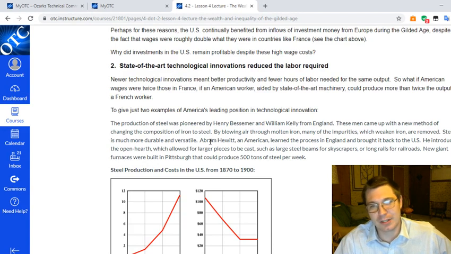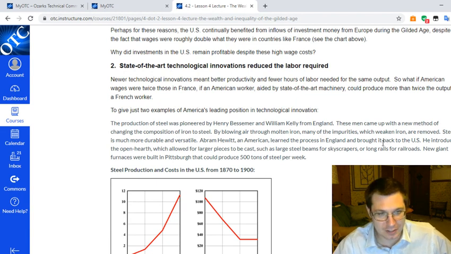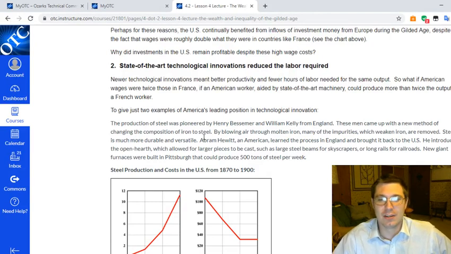Abram Hewitt, an American, learned the process in England and brought it back to the US. He introduced a new innovation, the open hearth, which allowed for larger pieces to be cast, such as large steel beams for skyscrapers or long rails for railroads. New giant furnaces were built in Pittsburgh that could produce 500 tons of steel per week.